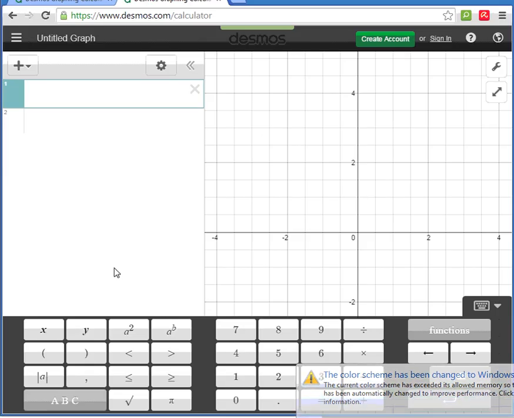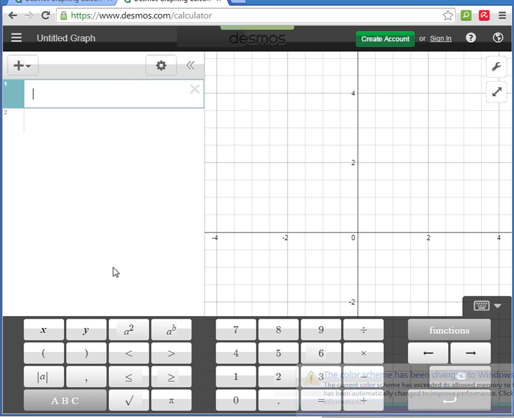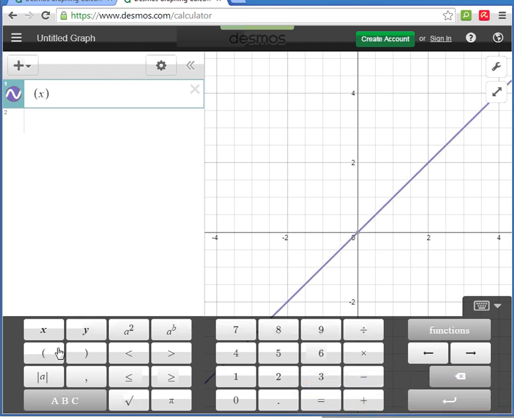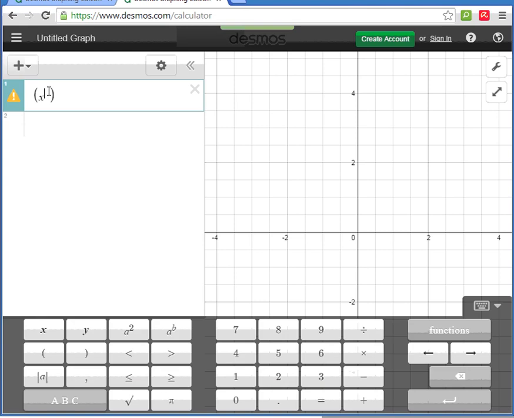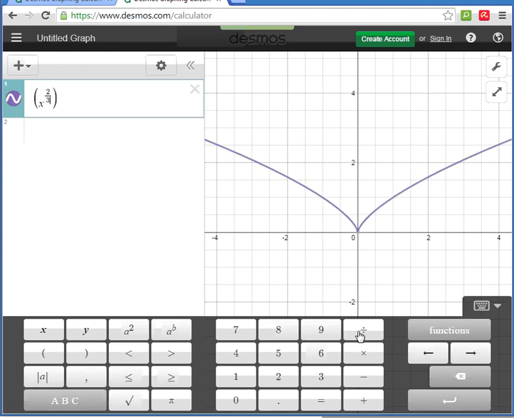We're going to put in the following function. In parentheses, x to the exponent. I've got to remember what I have here: 2/3 is on the inside. So I can create a little fraction here by just doing 2 divided by 3. Then click on the outside and create an exponent. And this time we want 3 divided by 2. And it makes that V-shaped graph, which we recognize as the absolute value.